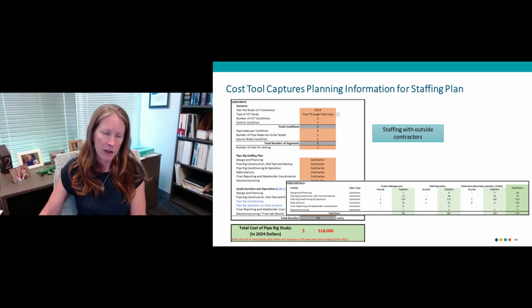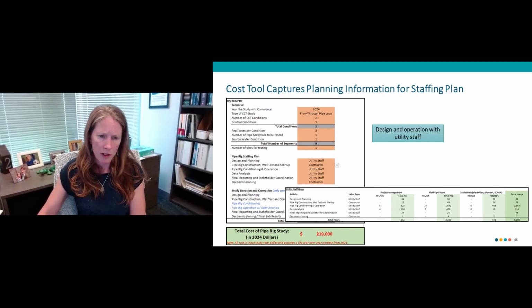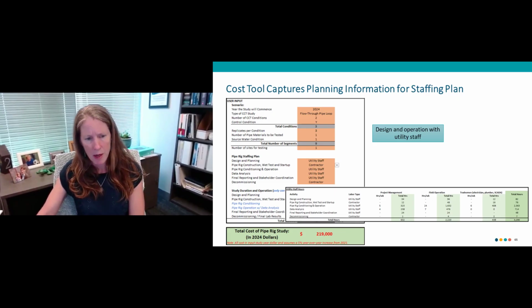So this is staffing with outside contractors. But if we decide instead that some of the work the utility staff can conduct themselves, the utility has the resources available, maybe the utility is going to do the design and planning, and they're going to do operation, data analysis, and reporting. And what happens is the red bold cost at the bottom goes down because this isn't cost that's going out of the utility to a contractor, but there is a cost incurred in terms of utility staff hours, and those go up and are reflected in the table that's in the cost tool.